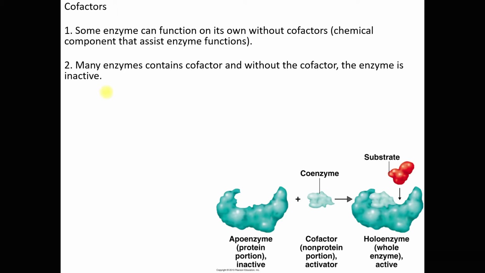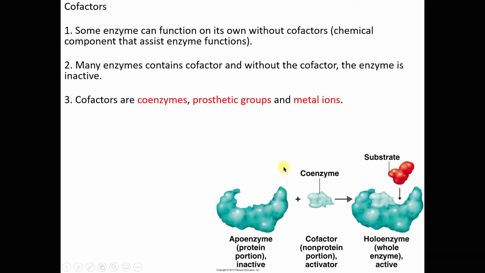An enzyme without its cofactor, or without its coenzyme, is known as an apoenzyme. When this apoenzyme binds with its coenzyme, these two components make up a holoenzyme. A holoenzyme is an active enzyme, and an apoenzyme is an inactive enzyme.